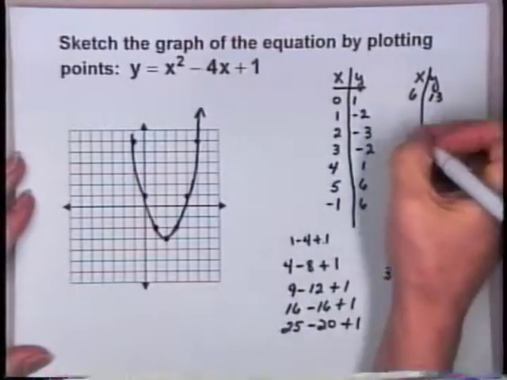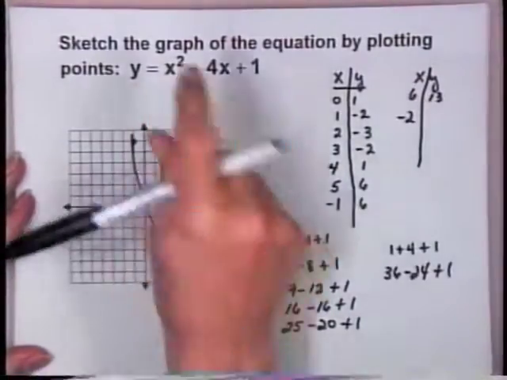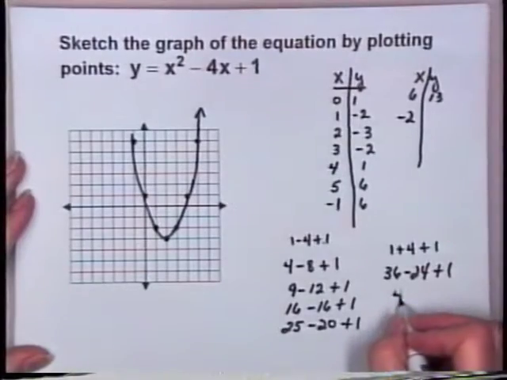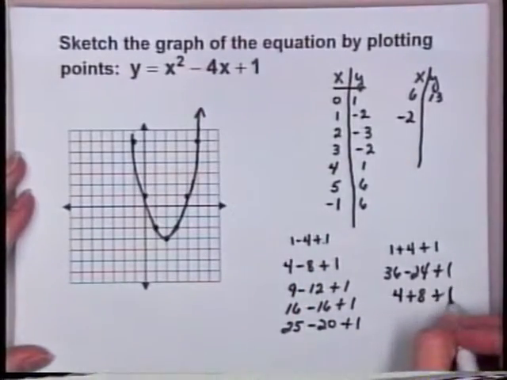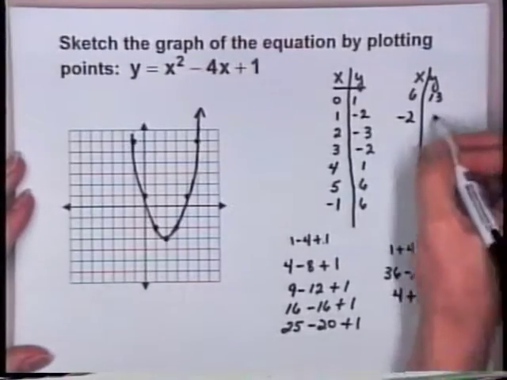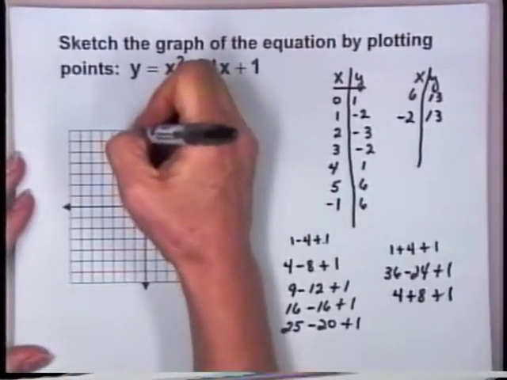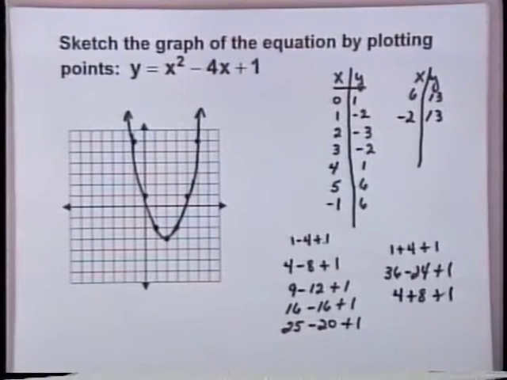And let's see, let's move over and do a negative 2 and see what happens. If we square negative 2, we get 4. Negative 2 times negative 4 is a plus 8 and plus 1. And look what we're getting here. We're getting another 13, aren't we? So on this side, it also continues to go up. And so our graph looks something like this.